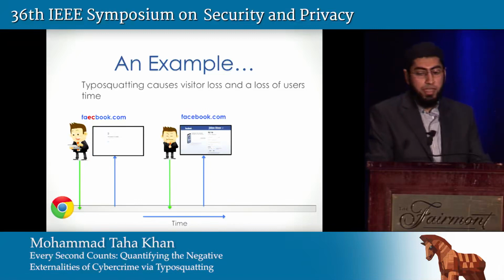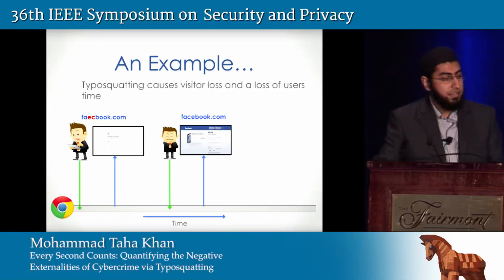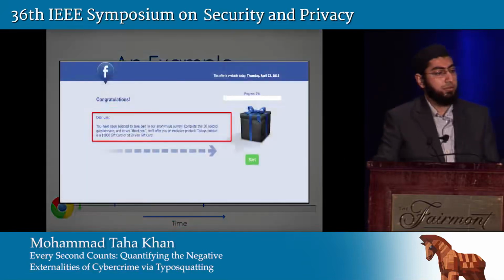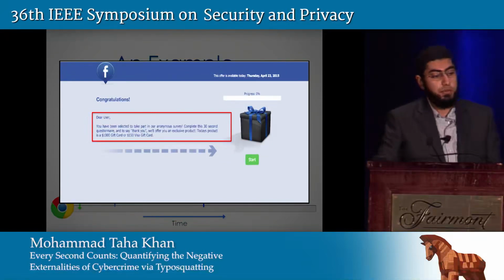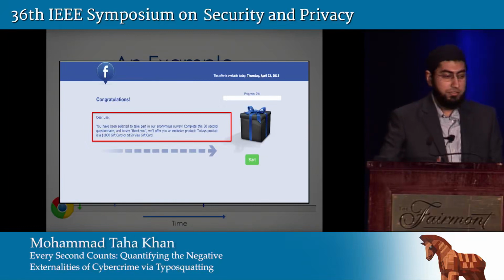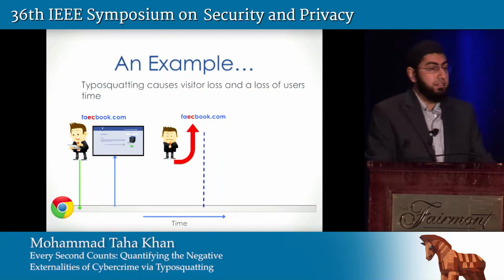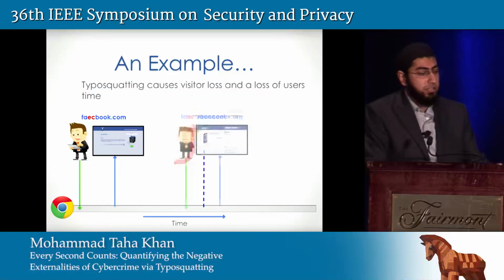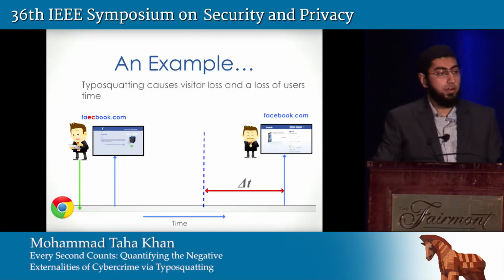So now let's consider the case when instead of arriving at facebook.com and seeing an error page, Bob saw something that looked like this. If he does not have enough internet education, he's probably going to fall for this phishing site, and he's going to see that this is a survey and fill it out. In that case we're going to consider this a user loss for facebook.com. However, if he does realize that this is a phishing site and he does eventually go to facebook.com, there's an extra amount of time consumed in this whole process.